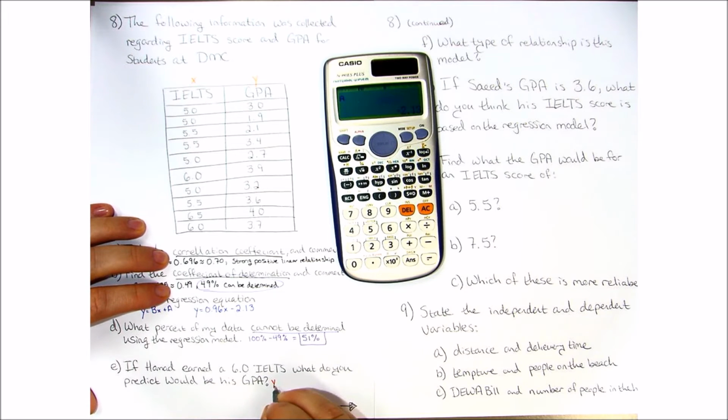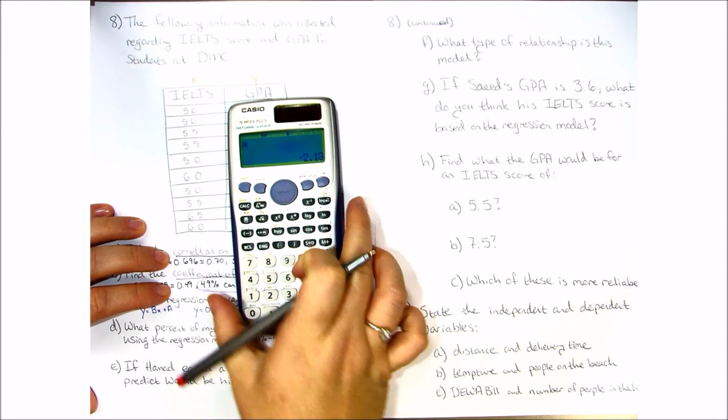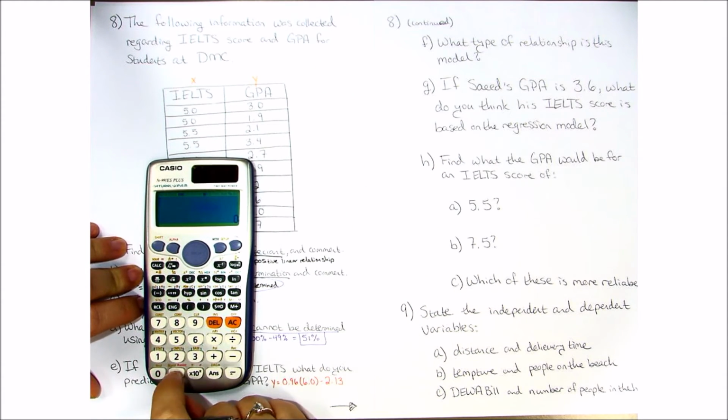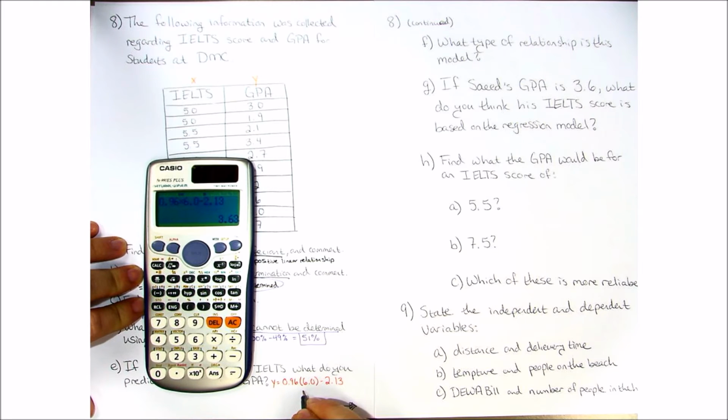Okay, if Hamid earned a 6.0 IELTS, what do you predict his GPA would be? So in this case, y equals 0.96 times 6.0 minus 2.13. Okay, so we'll go back to our home screen and put this equation in. 0.96 times 6.0 minus 2.13. And we predict that his GPA will be 3.63.